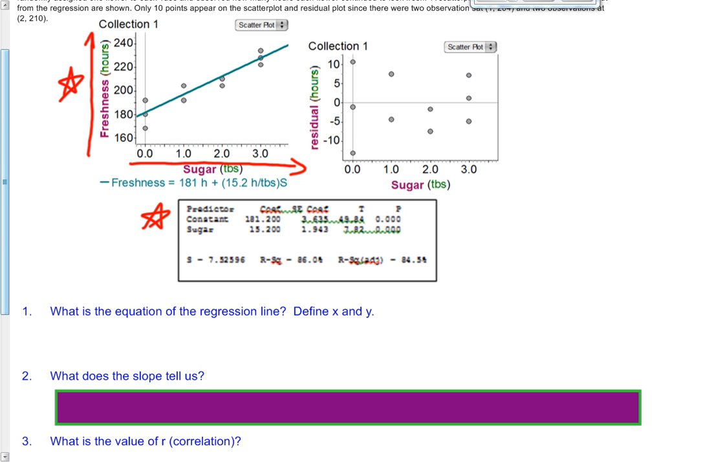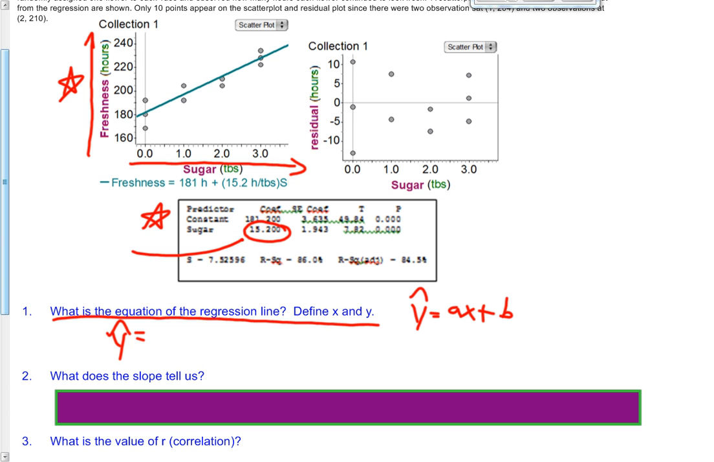So it says here, what is the equation of the regression line? So we usually use y equals ax plus b. And remember, we always use the hat. So y hat is going to be equal to the slope, and our slope is this number right here, 15.2. This one is our slope.